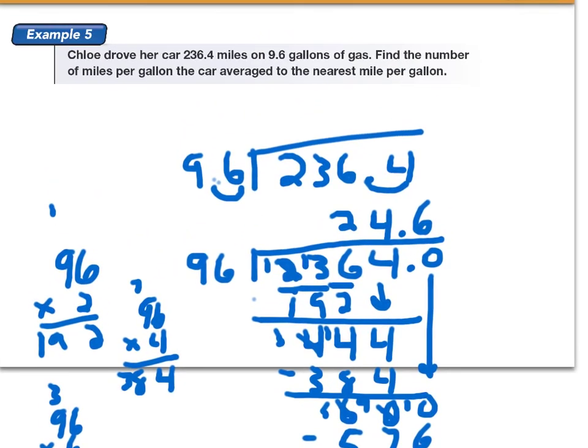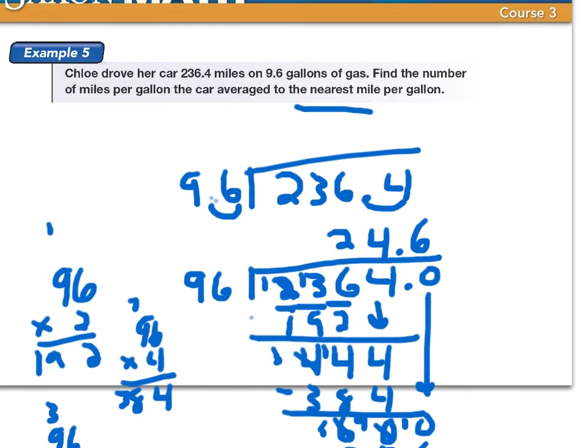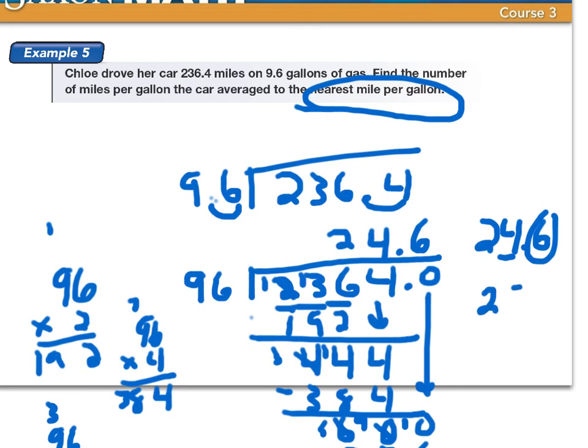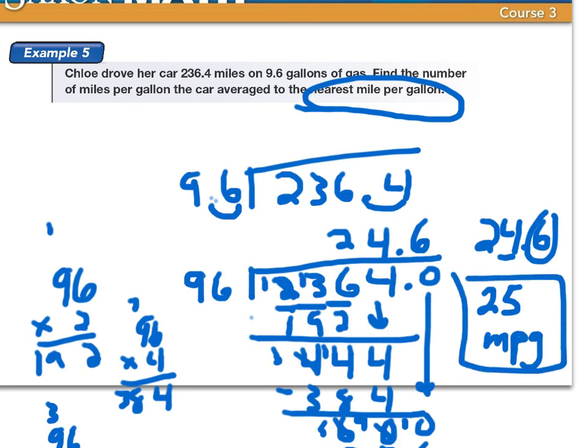Now I could keep going. However, read what the problem says. It says to the nearest mile per gallon. Okay? That means to the nearest whole number. So I've got to take this and round it to the nearest whole number. So I've got 24.6. I've got to round it. So the 6 tells me to round that 4 up to 5. So it's going to be about 25 miles per gallon. So our car gets about 25 miles to the gallon.